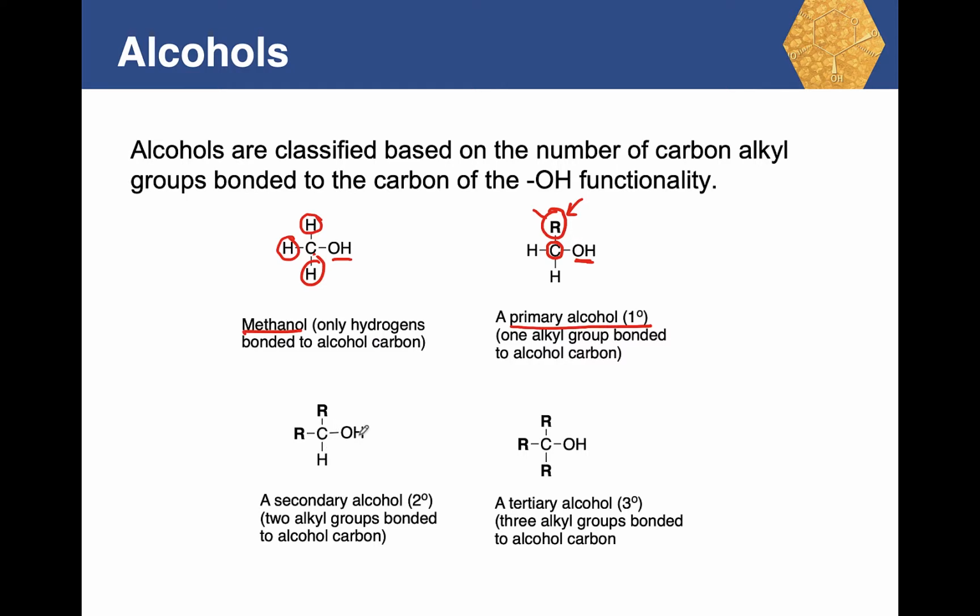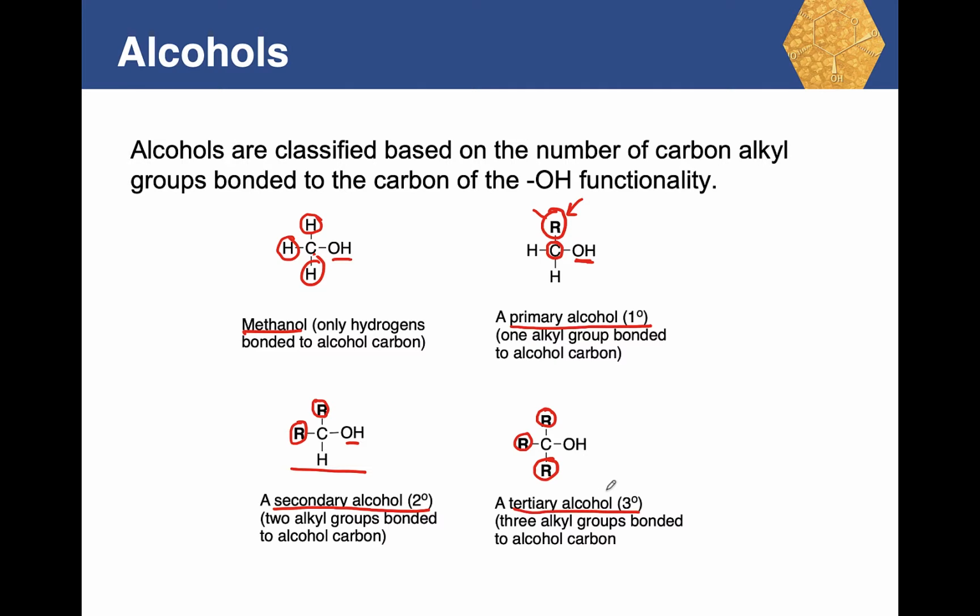Look at this one. This OH is bonded to this carbon, and this carbon is bonded to 1 and 2 other alkyl groups or carbon containing groups. Since there are 2, this type of alcohol is described as a secondary alcohol. So again, a classification of alcohol. Of course, the third possibility is if this carbon is bonded to 1, 2, and 3 different R groups or carbon containing groups, it's a tertiary alcohol.